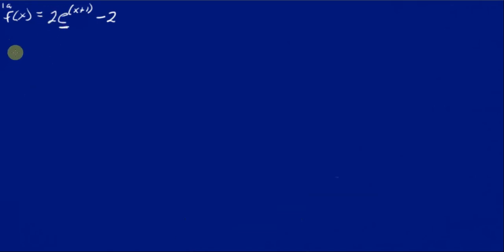The 2 out front, that's going to be your a. That's going to give me a vertical stretch by a factor of 2. B is a number in front of x. That's going to be 1. That's none. So I've got h as a -1. That's going to go left. And k is equal to a -2, which is going to go down.